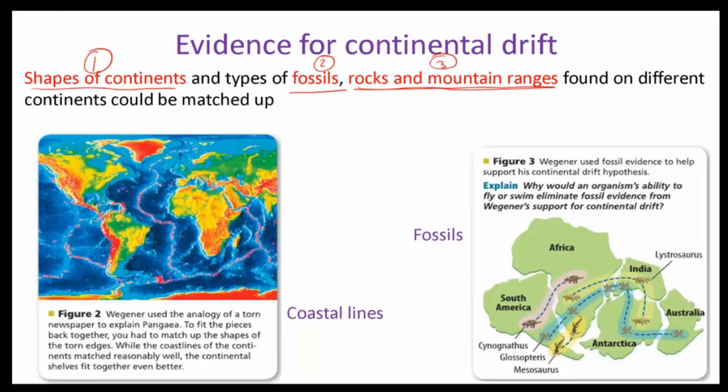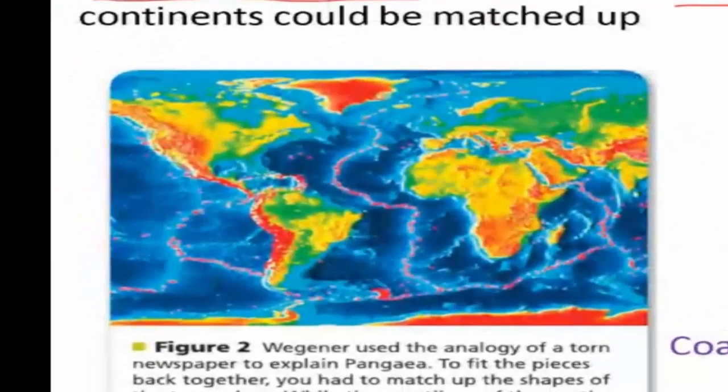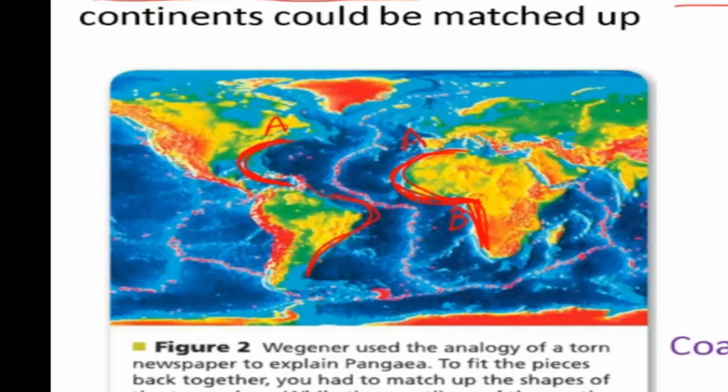The shapes of the continents. If we look at the shape of Africa, the northwest coast of Africa, let's call it A, has the same shape as the east coast of North America. So they can match up together. This is the first one. And also the west coast of Africa, let's call it B, matches the east coast of South America.